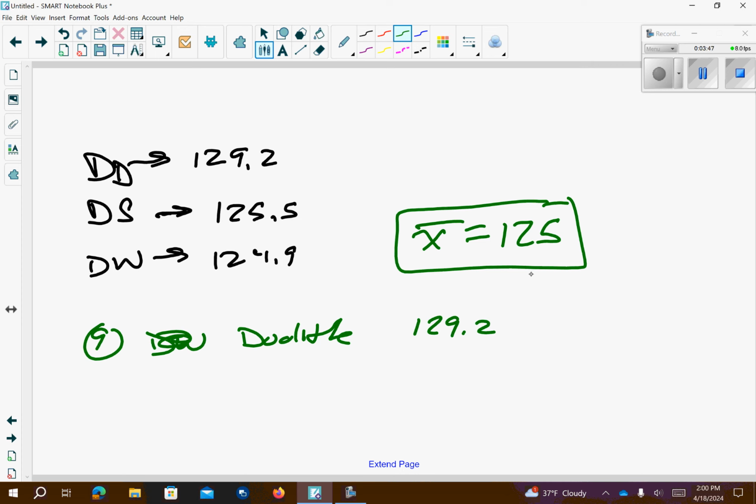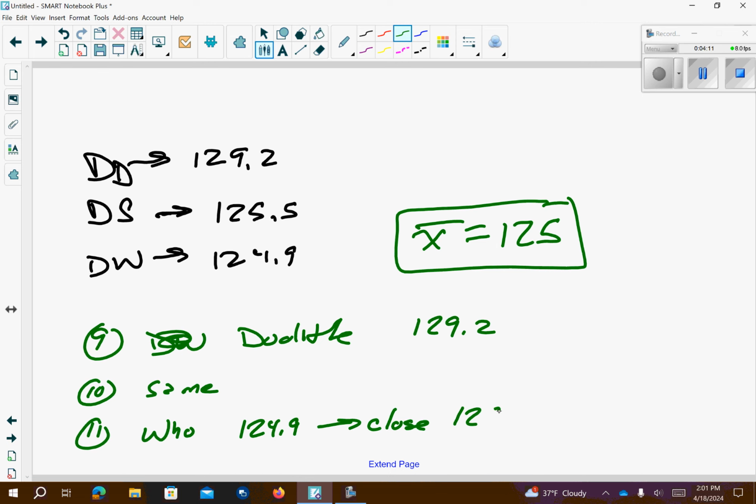Which doctor has the highest variable sampling method? They all have the same. They're all the same. They just selected 10 people randomly or 10 sites randomly. And which doctor appeared to have neither bias or too much variability? I would say Dr. Who. And the reason I say that is at 124.9, that is very close to 125. So that's good to go with.